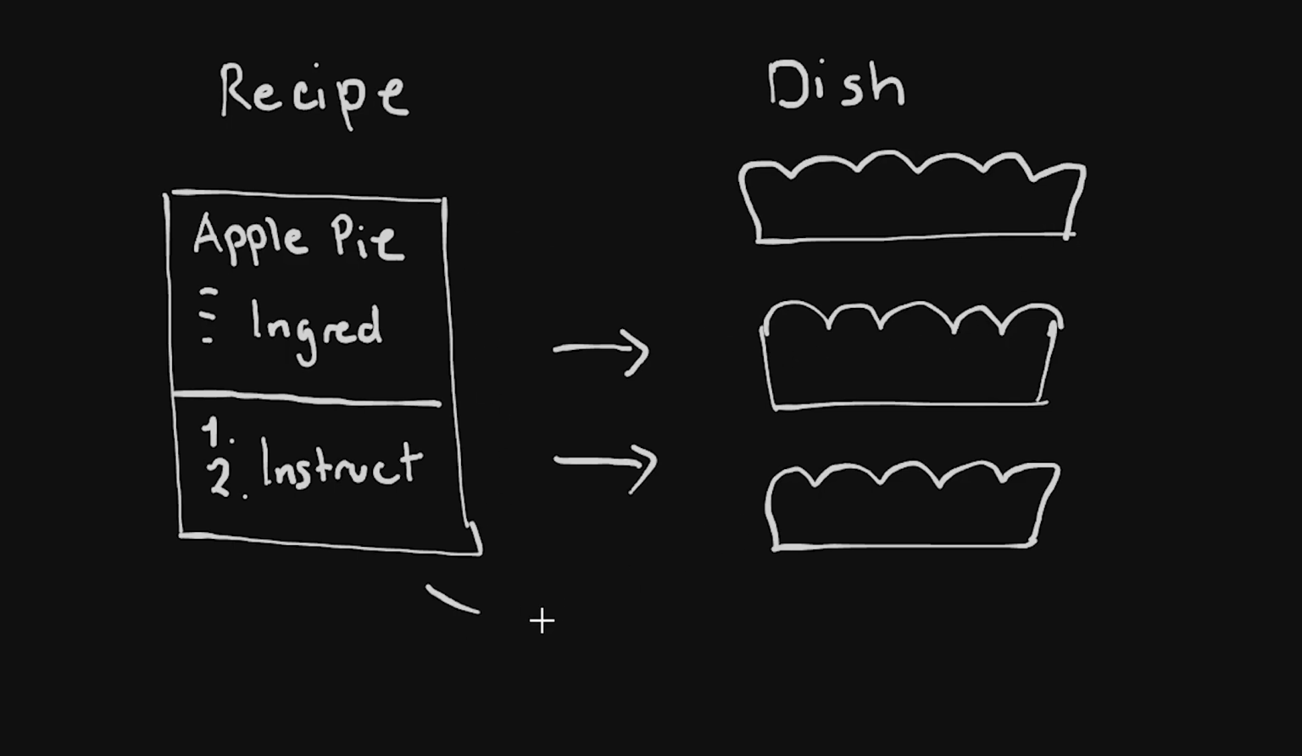And thanks to that, that is objects and classes. So the recipe is the class, a set of instructions and variables, and the dishes are the objects.